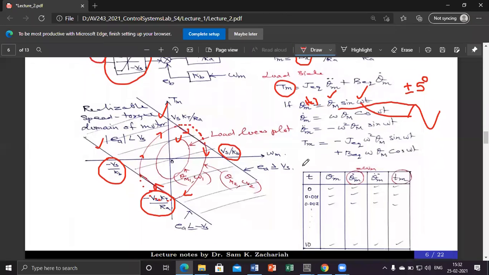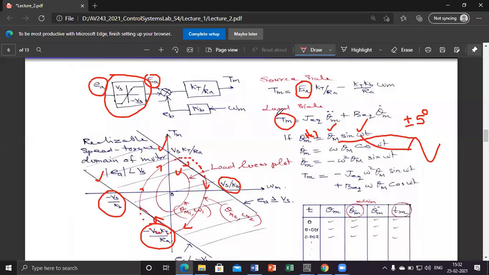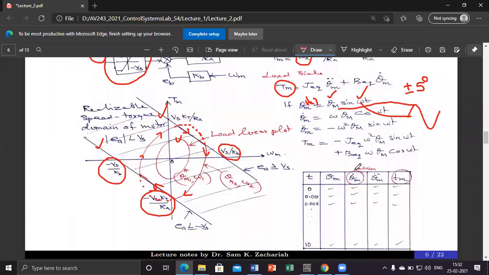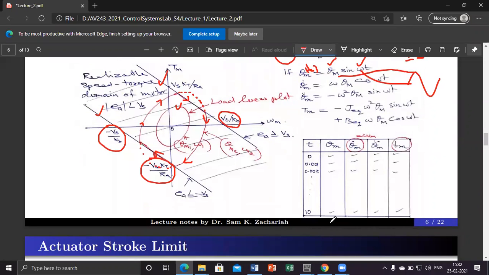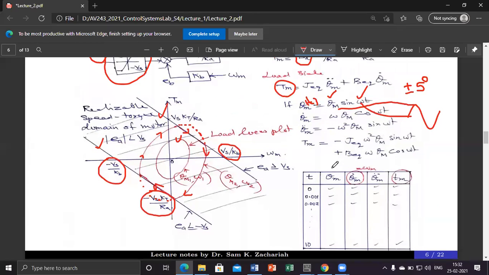You understood this equation, Tm is equal to this. There is no doubt up to this, and you can form this table also. This is nothing but simply substituting time and getting theta m dot as well as Tm. So we are plotting point by point. Yeah, exactly, point by point.